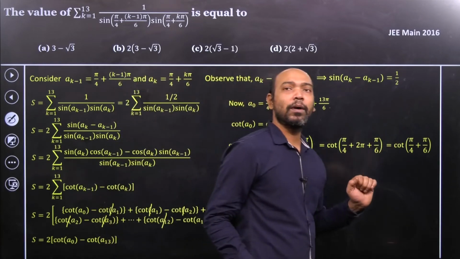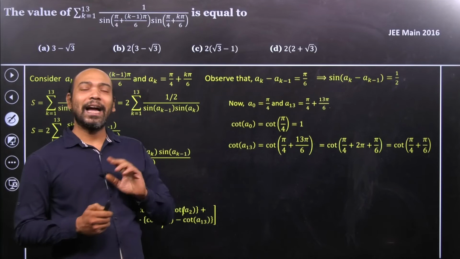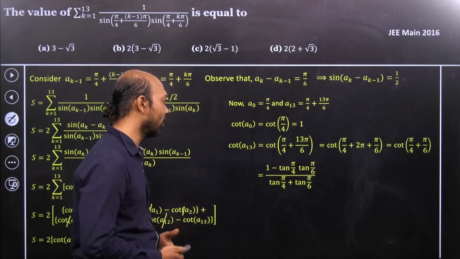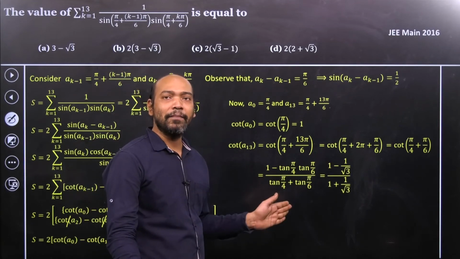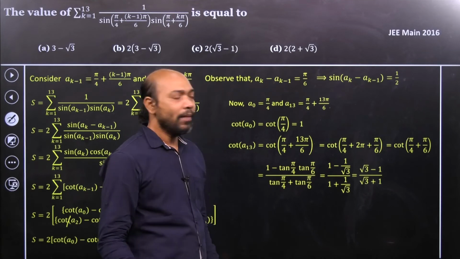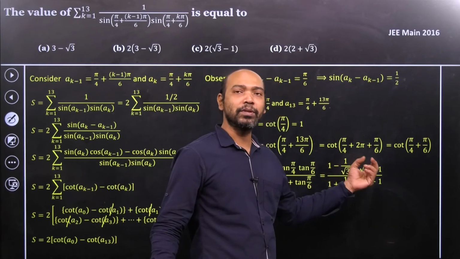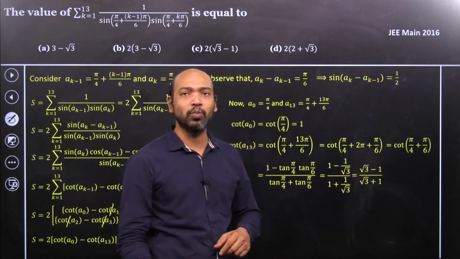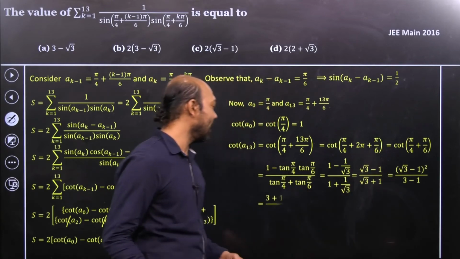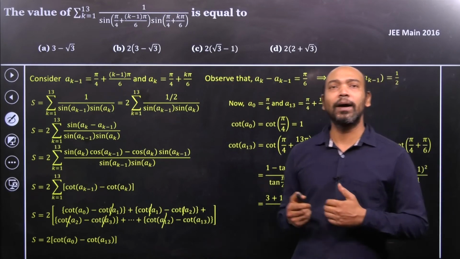Now cot of pi by 4 plus pi by 6 can easily be written as 1 by tan of pi by 4 plus pi by 6. We know the formula for tan (a plus b), so we apply it and take the reciprocal. Now we know every value: tan pi by 4 is 1, tan pi by 6 is 1 by root 3, and so on. Multiply the denominator and numerator by root 3, and we get a simple form. We could leave it as it is, but in maths we don't do that, so we have to rationalize it. We multiply the numerator and denominator by root 3 minus 1. We get (root 3 minus 1) whole squared divided by 3 minus 1, the basic calculation. Expanding and dividing, we get cot a13 equal to 2 minus root 3. That's it.